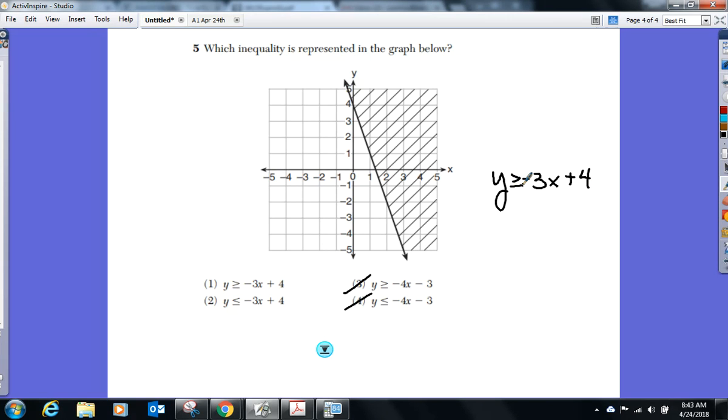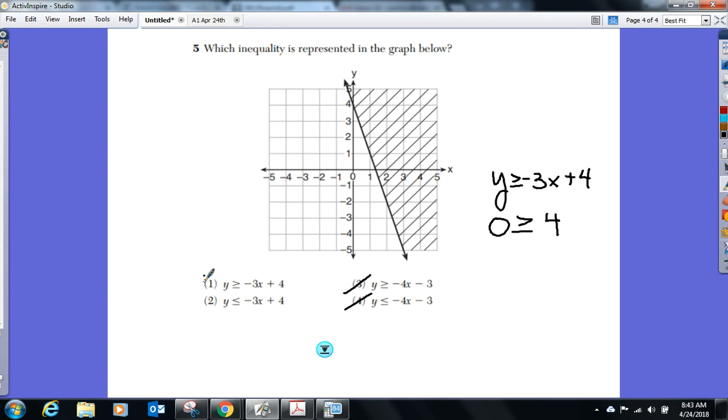I take choice 1. Y is greater than or equal to negative 3x plus 4, and I plug in the point 0, 0. Everyone watch what happens when I plug in 0, 0. Is 0 greater than or equal to, what happens when you plug in 0 here for x? 0 plus 4. 4. Is this true? Is 0 greater than or equal to 4? That is not a true statement, so that sign is incorrect. How do I fix it? I flip it.